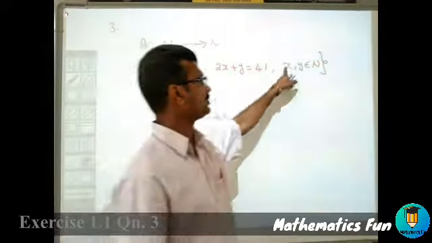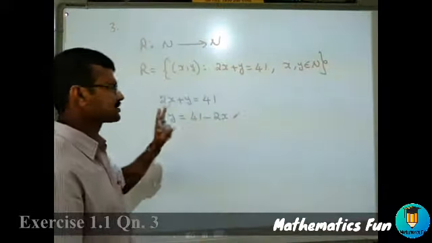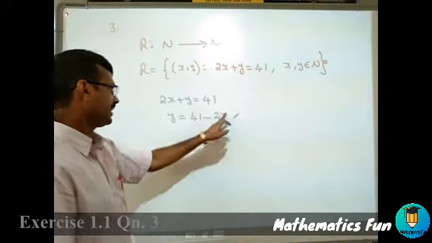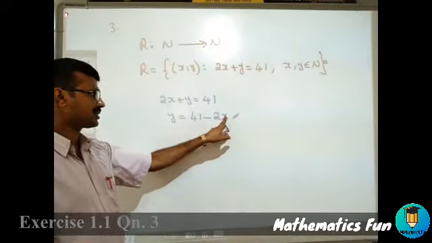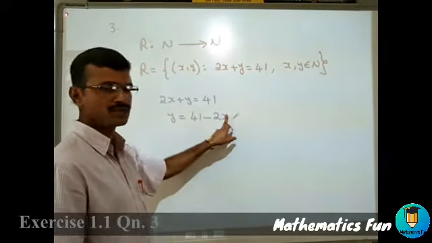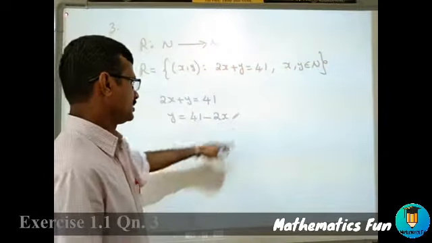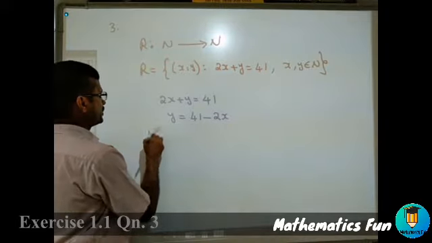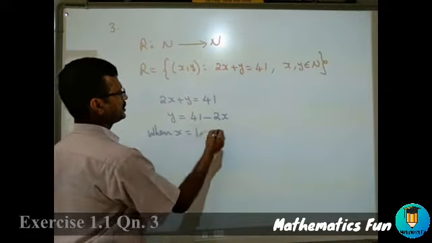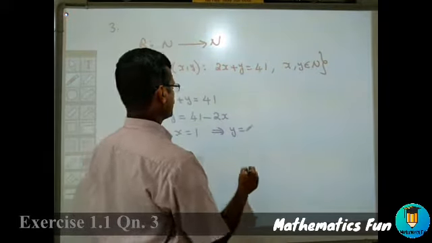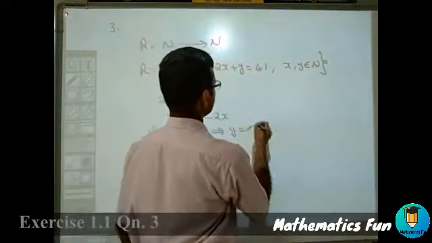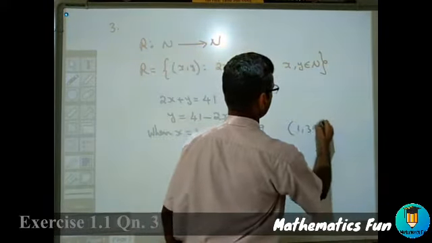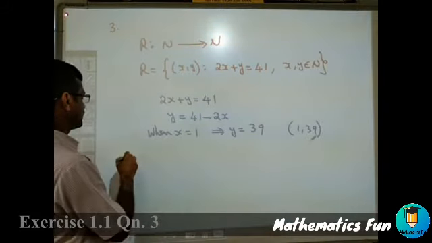Now I am putting in natural numbers. We know x and y are natural numbers, so I will put the values of x starting from 1 onwards. When x is equal to 1, 41 minus 2 into 1 is 41 minus 2, which is 39. So you can do this manually. The first element I can write is (1, 39).